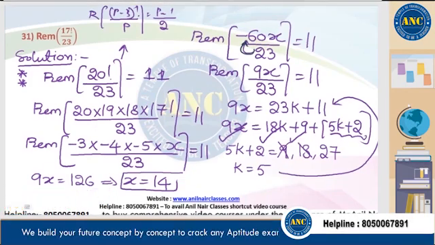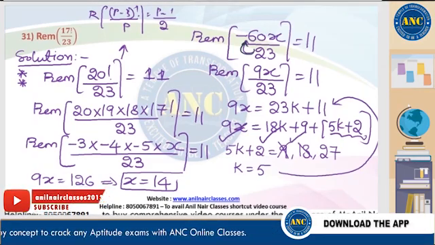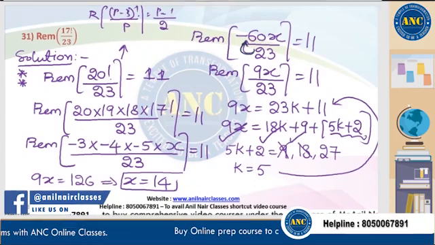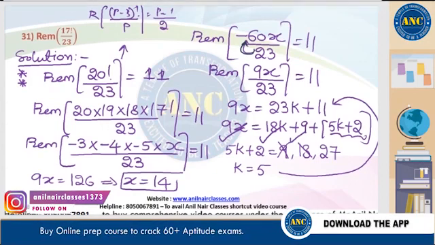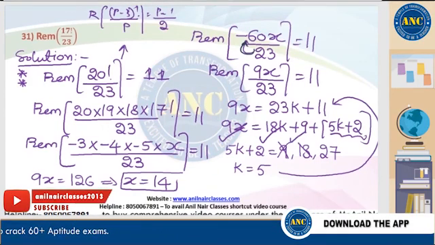K cannot be a fraction. K is the quotient, and a quotient cannot be a fraction. If 5k plus 2 is 9, k will become 7 by 5. If 5k plus 2 is 18, k will become 16 by 5. If 5k plus 2 is 27, k is a natural number.